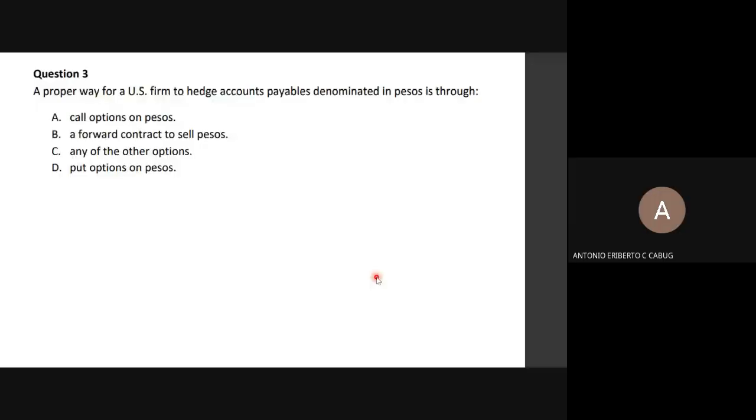I was disconnected. Moving on, pwede nyo ba ilagay yung answer nyo ulit? So, a proper way for a US firm to hedge AP denominated in pesos is through blank. Please enter your answers, everyone.